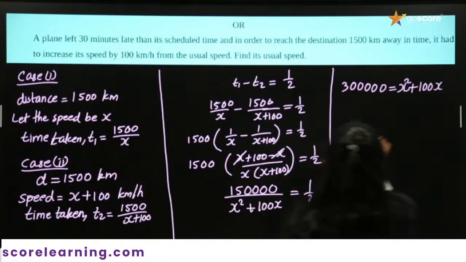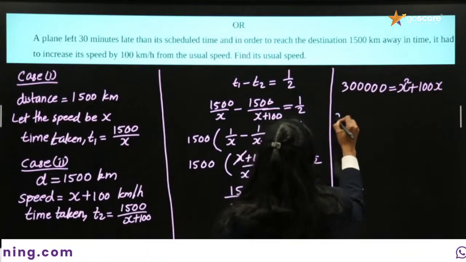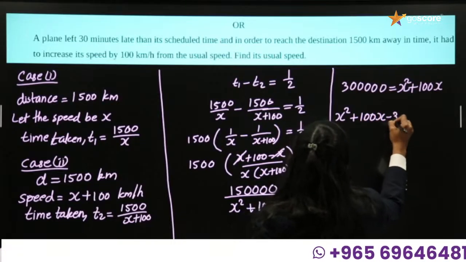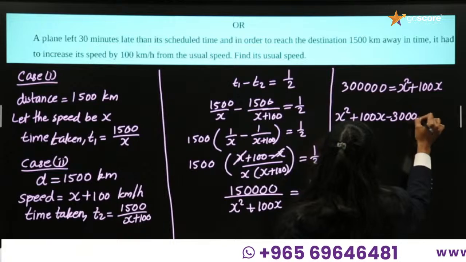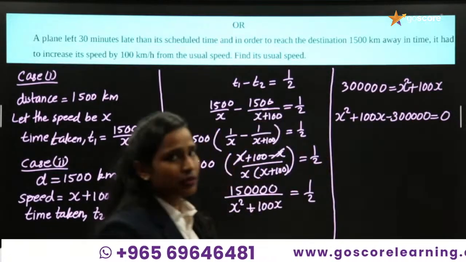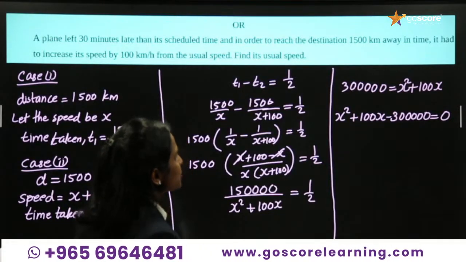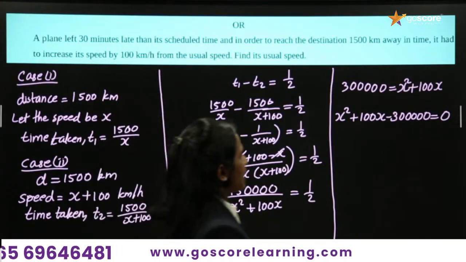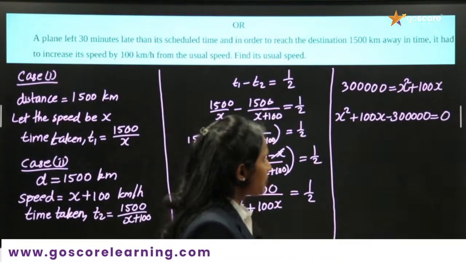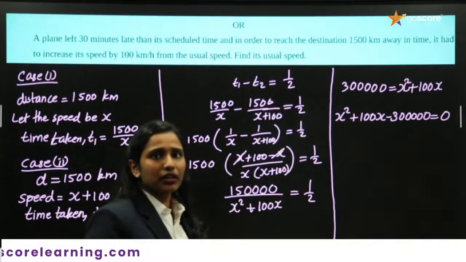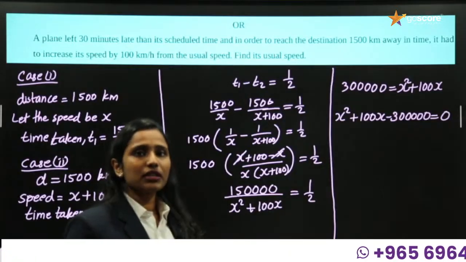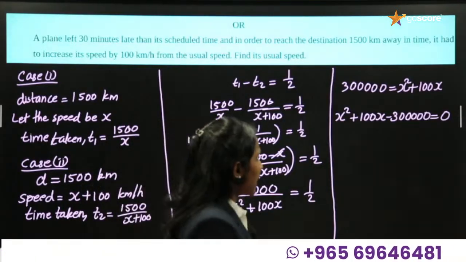So the equation we are forming here is x square plus 100x minus 3 lakh. Don't lose any zeros, or you will be losing marks. So x square plus 100x minus 3 lakhs. Now we need to solve this equation, find the value of x. If you are confident enough, you can go for the splitting the middle term method, or you can use the minus b plus or minus root of b square minus 4ac divided by 2a formula.